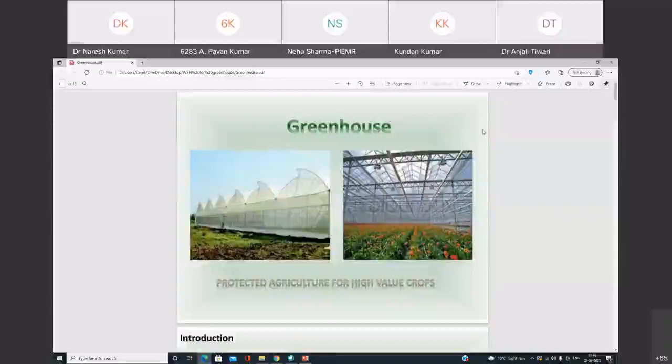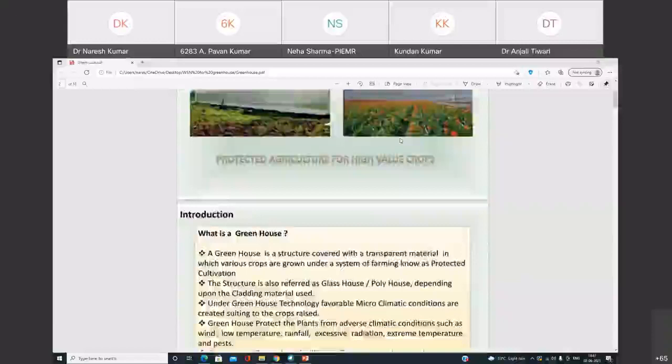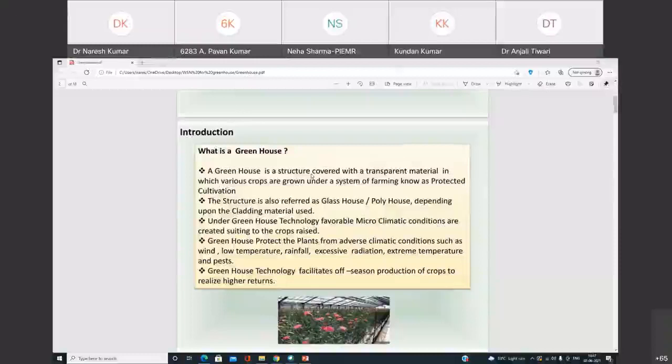So as you see, this is one of the views of the greenhouse. That means the heights and the cladding part above, and this is the protected agriculture for high value crops. That is the main focus here. So the greenhouse is a structure covered with a transparent material, in which various crops are grown under a system of farming known as protected cultivation.